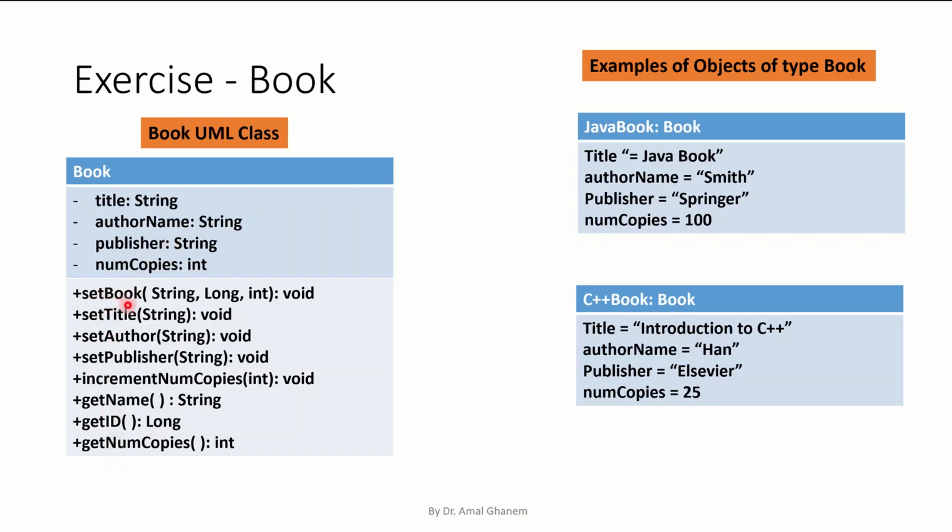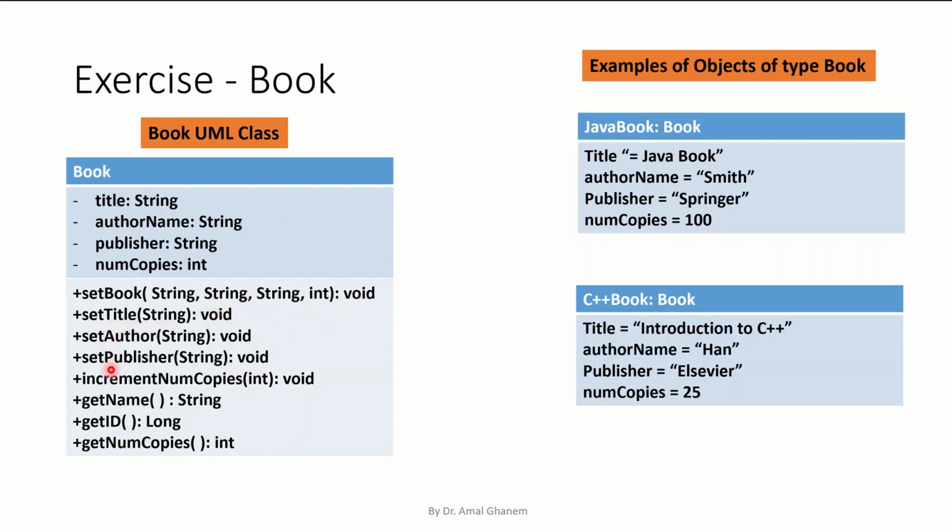So I have the set. It will take string, string, string, integer. We have a small mistake here, so this has been changed. Now set book, because I have title, author name, publisher, and number of copies, 3 strings and an integer. So I will say set book. It takes 3 strings and an integer, and because it's a set, I will return nothing.